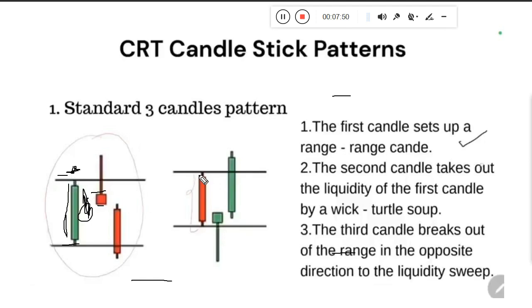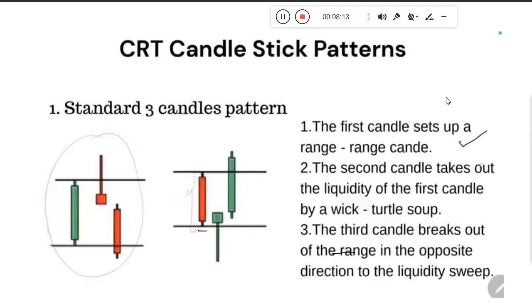So you have the bearish candle that will set up the range. The second candle will take out the liquidity here, breaks out the liquidity, and you can see that it has to close inside the range of this first candle. It is very, very important. The third candle is what you want to be trading.